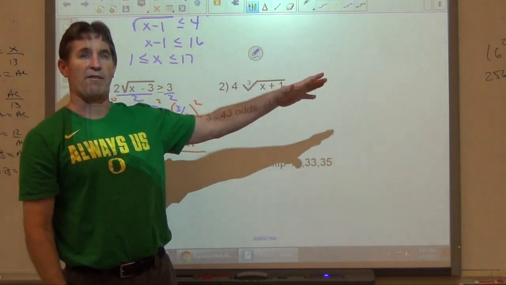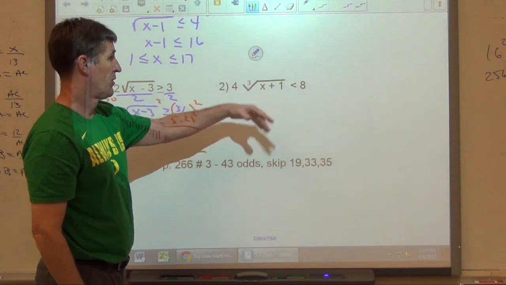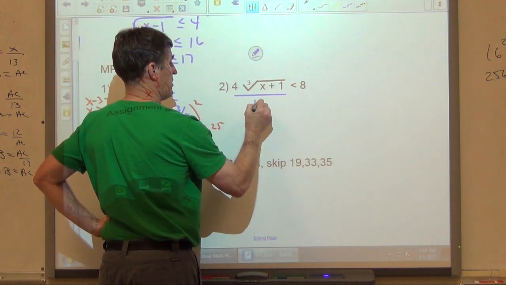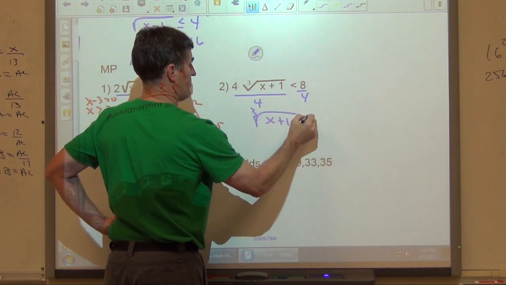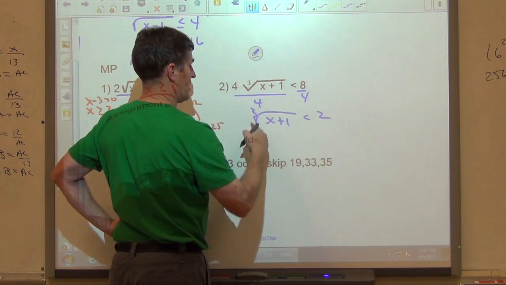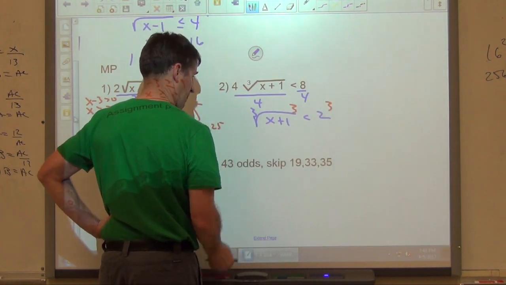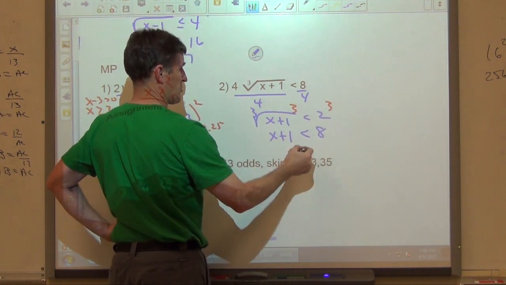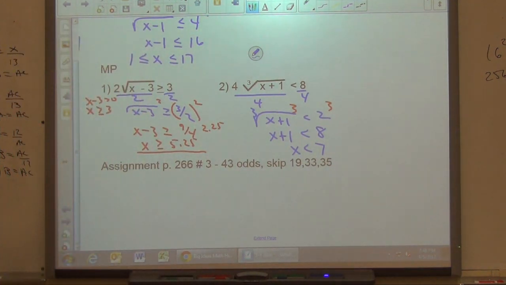With cube roots, you don't have to worry about the restrictions, because remember, we can do cube roots of negative numbers, so we don't have to worry about it on this one. We just solve it. Divide by 4. Cube root of x plus 1 is less than 2. Cube both sides. X plus 1 is less than 8. Subtract 1, x is less than 7. And that would be our answer.